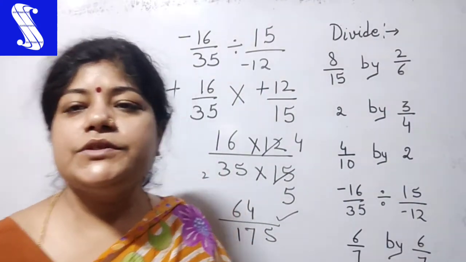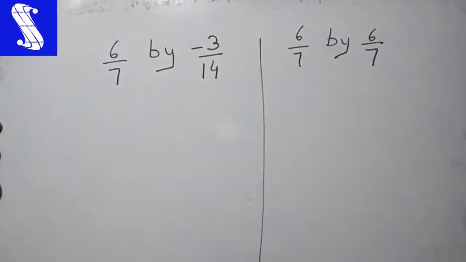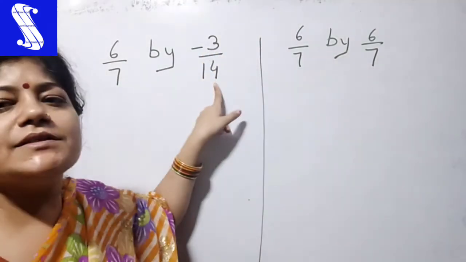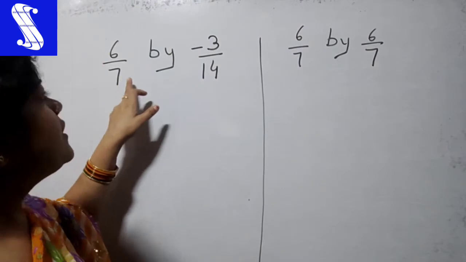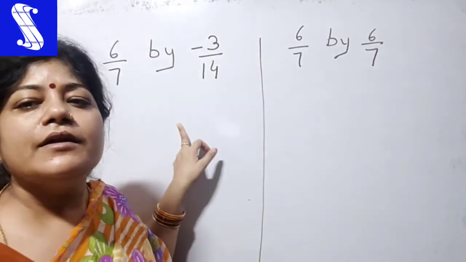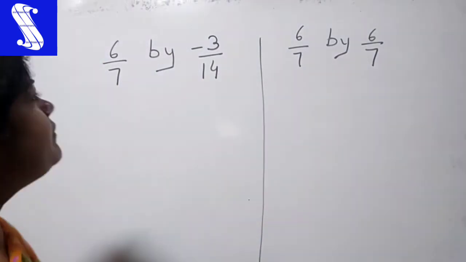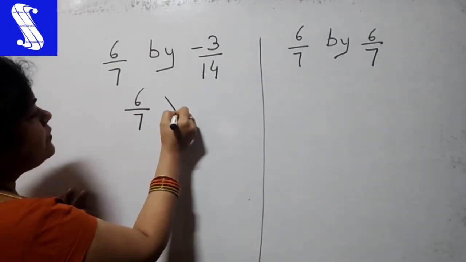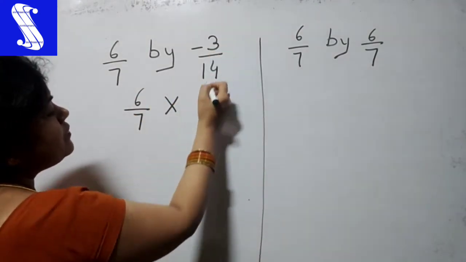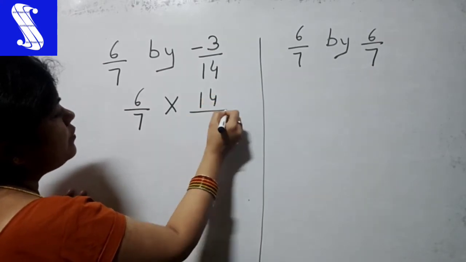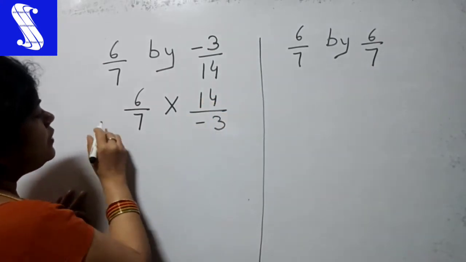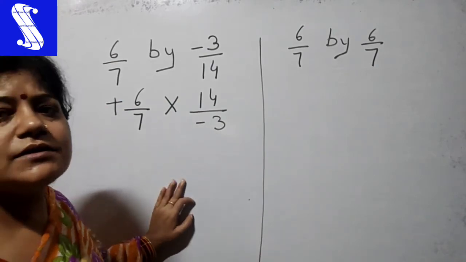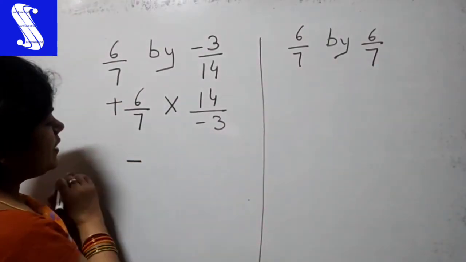Observe one more question. Now we have this question in which one rational number has the negative sign, another doesn't have any negative sign. Then how will we do that? We write 6 by 7 as it is, multiply by the reverse of this, that is 14 over minus 3. Now there is a sign of plus and a sign of minus. So in the answer we have minus.